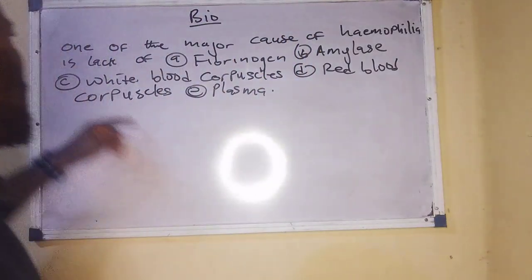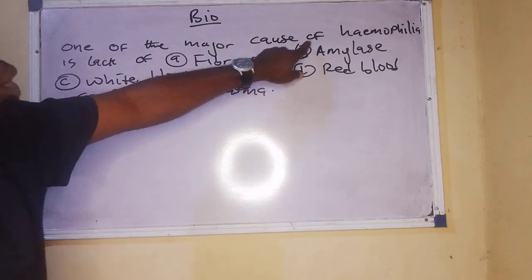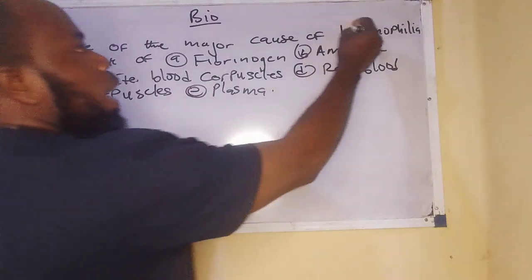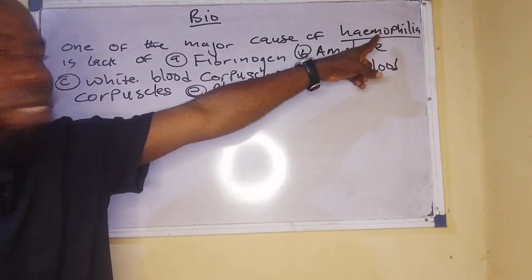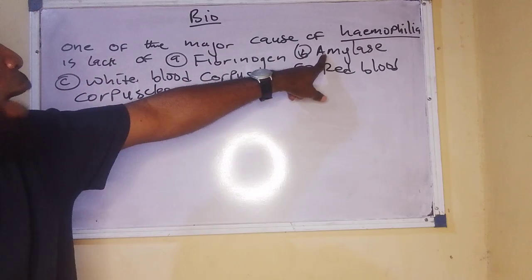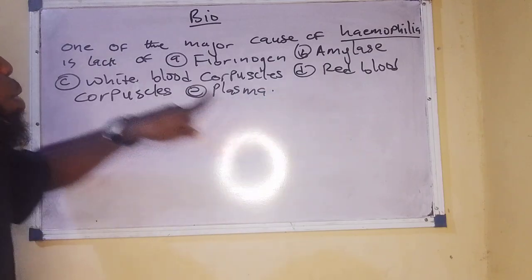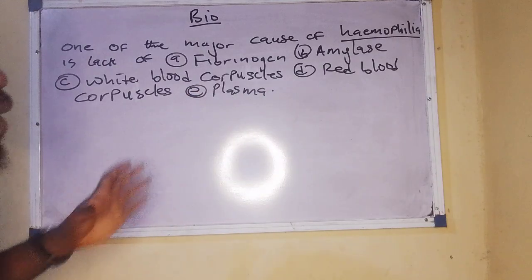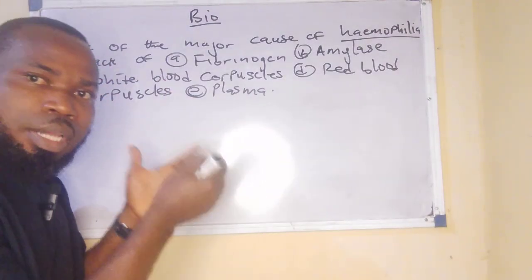Now, they said one of the major causes of hemophilia is lack of dash. Options: A, fibrinogen; B, amylase; C, white blood corpuscles; D, red blood corpuscles; E, plasma. If you look at these properly, the answer is already there staring at you.